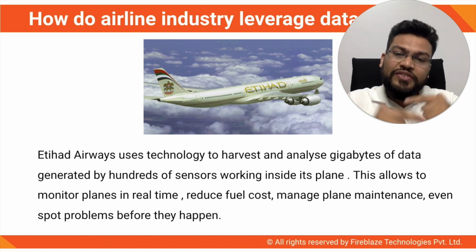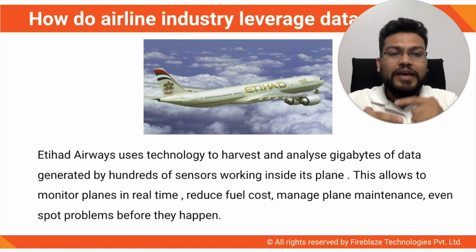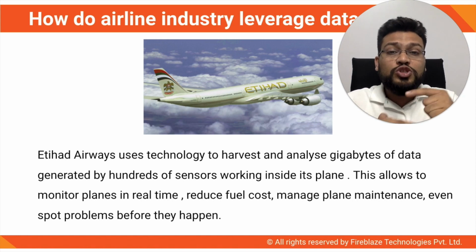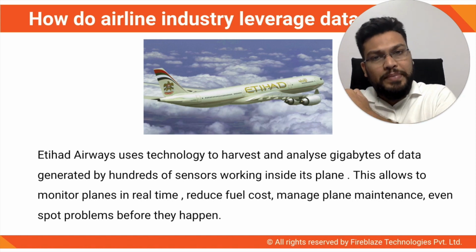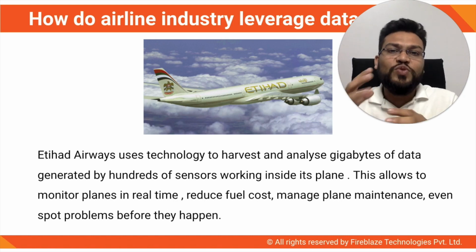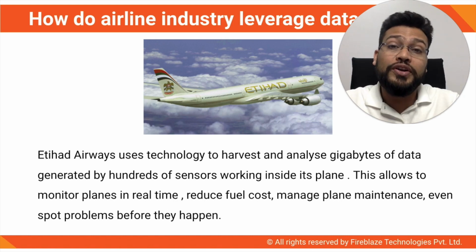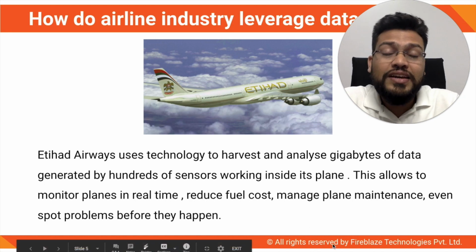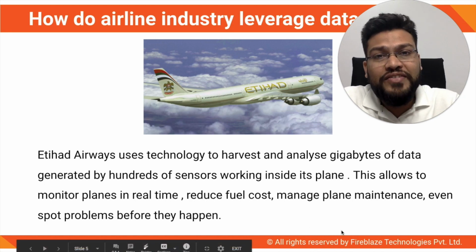So spotting the problem before it even happens is predictive failure or predictive maintenance, which is one of the huge applications going on in all of these industries, right? Now you can imagine Tesla, self-driving cars, they might also be using all of such things.